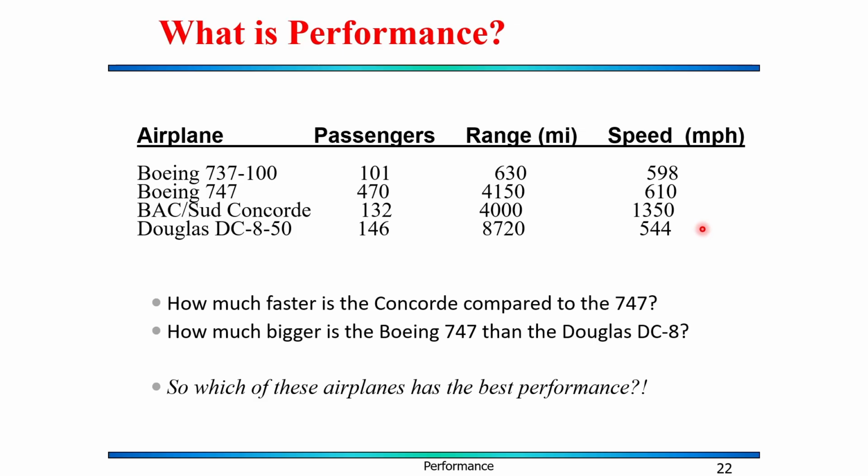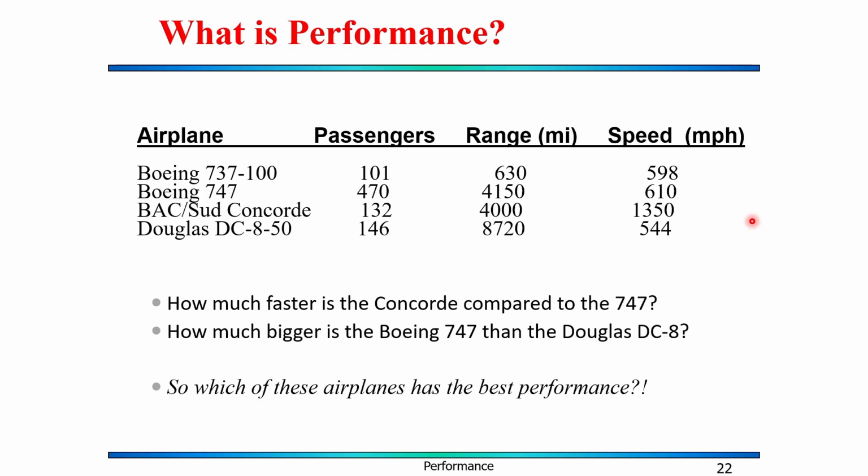Second is how much bigger is the Boeing 747 than the Douglas DC-8. The 747 carries 470 passengers, while the DC-8 carries 146. So the 747 carries more than three times as many people. So which of these airplanes has the best performance? Now the answer depends on what you care about.